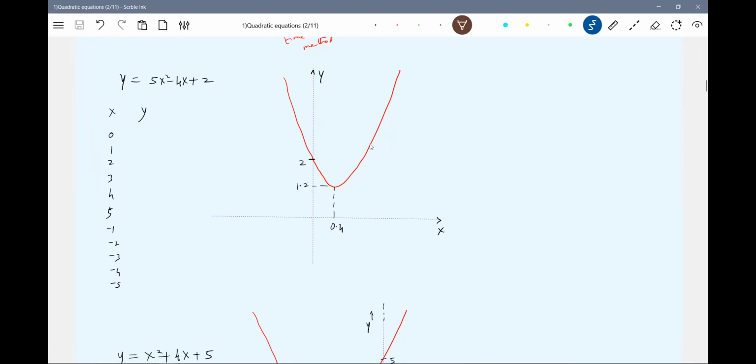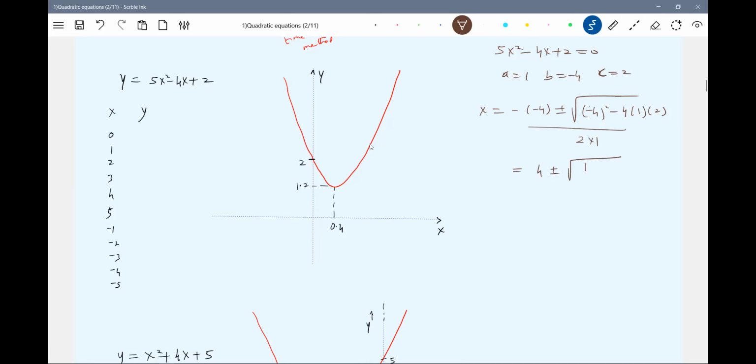Now let's solve this equation. We'll see what roots will end up. 5x square minus 4x plus 2 equals 0. Comparing this, a equal to 1, b equal to minus 4, c is equal to 2. x equal to minus of minus 4 plus or minus square root of 4 square minus 4 into 1 into 2, all divided by 2 into 1. So this will be 4 plus or minus square root of 16 minus 8 by 2. 16 minus 8, root 8 by 2.